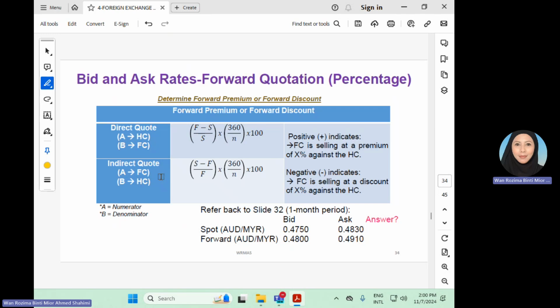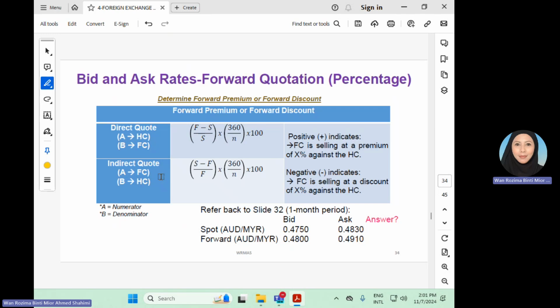So if it's an indirect quote, meaning foreign currency against home currency, meaning that our home currency is the denominator, then you use spot minus forward divided by forward. To determine the formula, you check your home currency, as a direct quote or indirect quote, but the interpretation is based on the foreign currency. I repeat, to choose the formula, you look from the perspective of your home currency, but the interpretation is from the perspective of foreign currency.